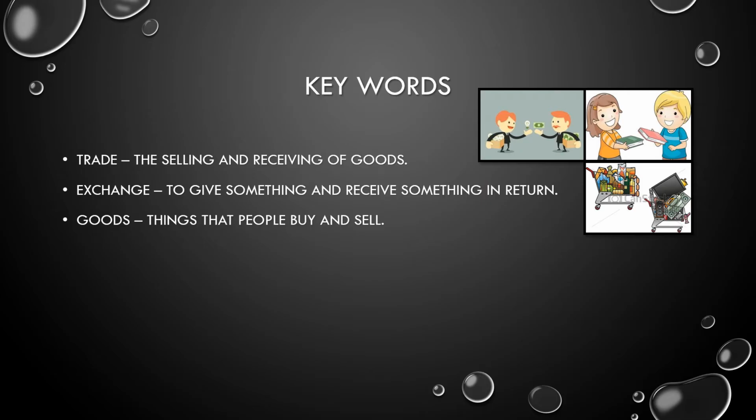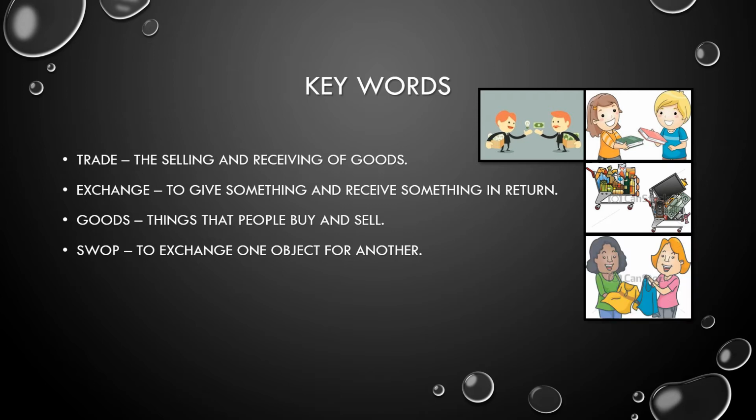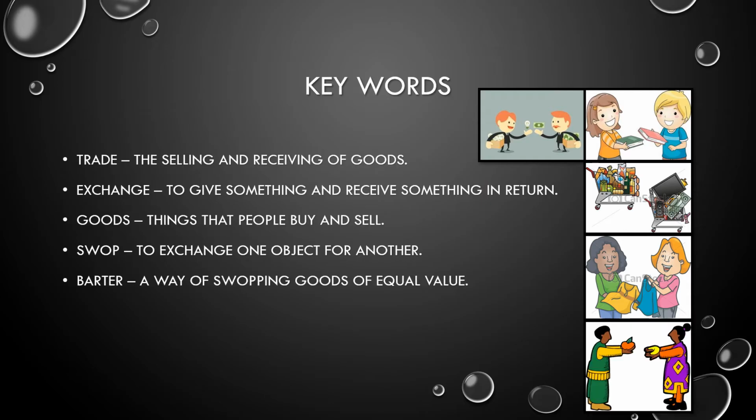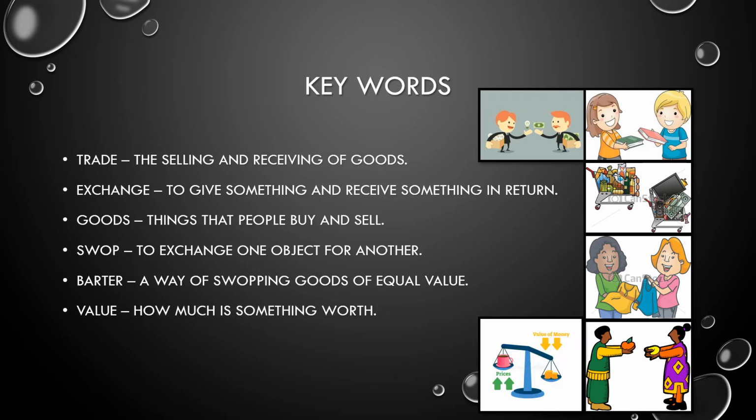Next we have goods, and those are things that people buy and sell. Anything in the trolley is considered goods. When we swap something, we exchange one object for another, like the two ladies swapping their jerseys. When we barter, it's a way of swapping goods of equal value. You see the lady swapping her banana for an orange. And finally, value of something is how much something is worth.